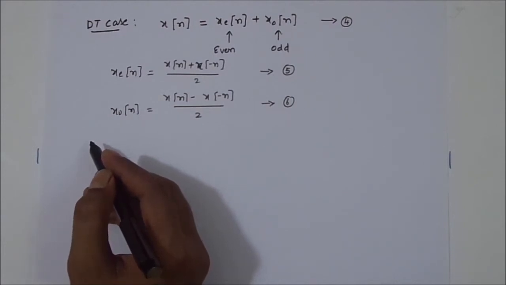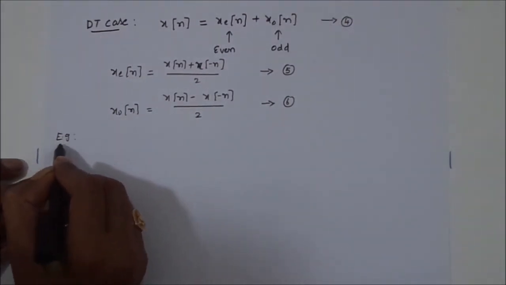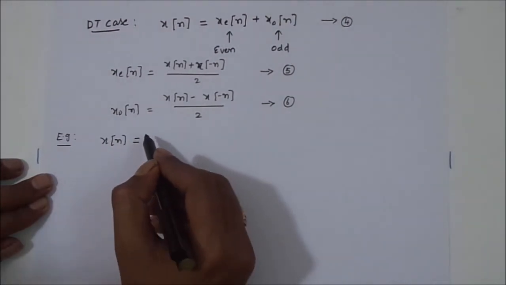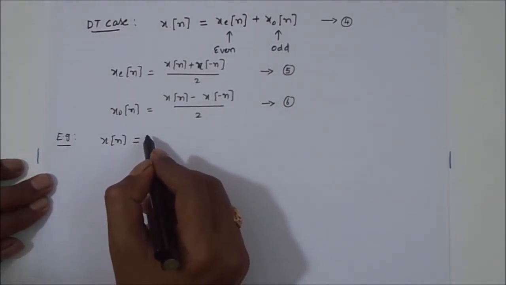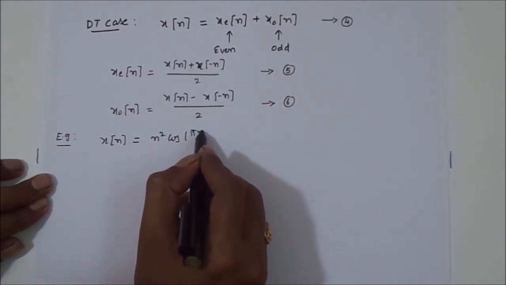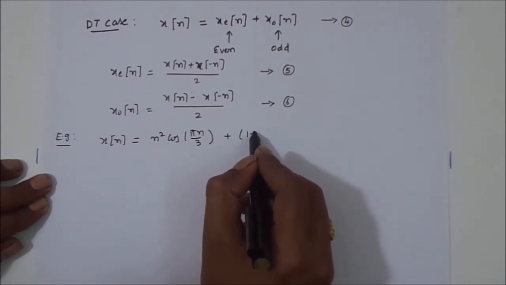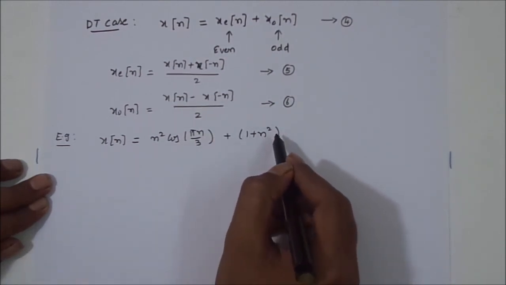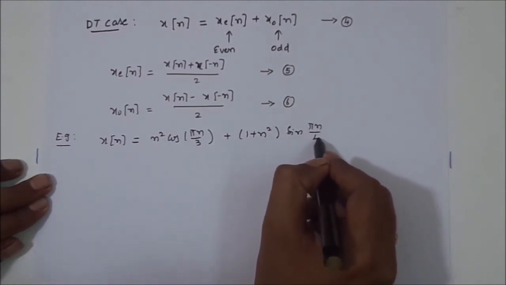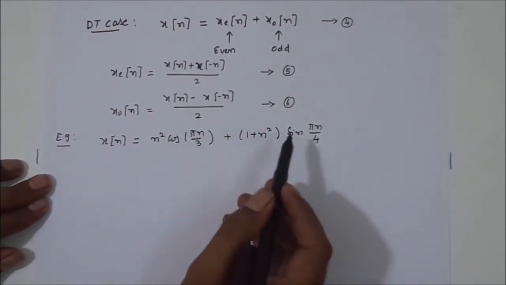So we will take an example here for this discrete time case also. Let us assume that x of n equals n square cos of pi n by 3 plus 1 plus n square into sine pi n by 4. Obviously, by inspection, how do you find the even and odd parts?